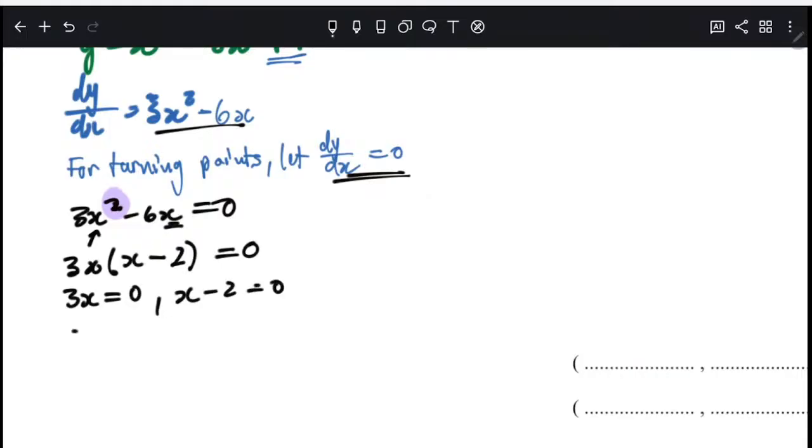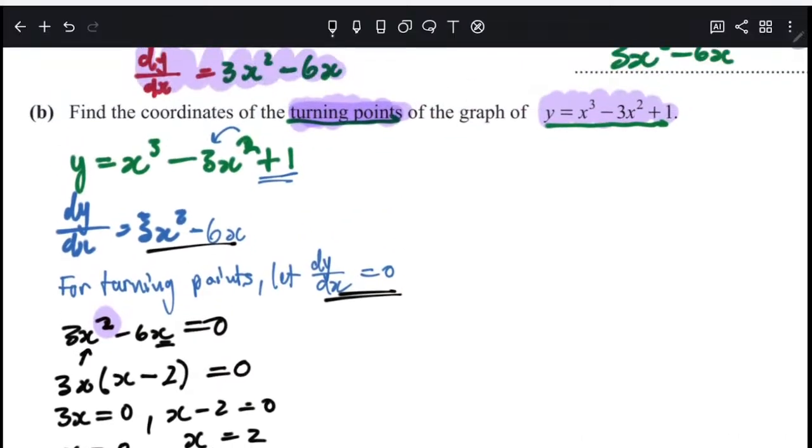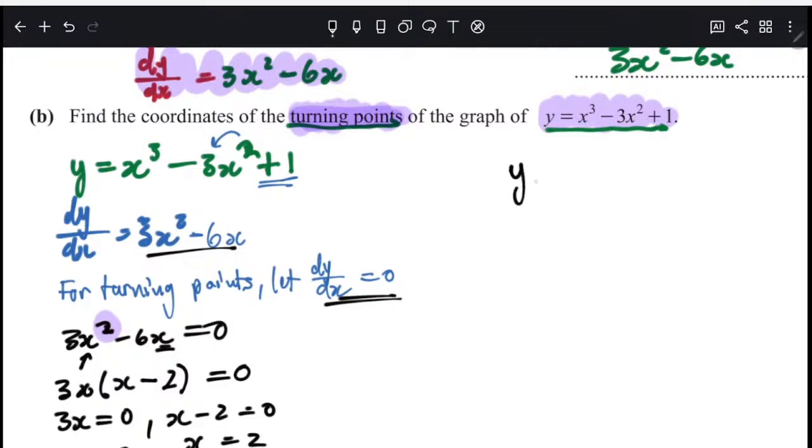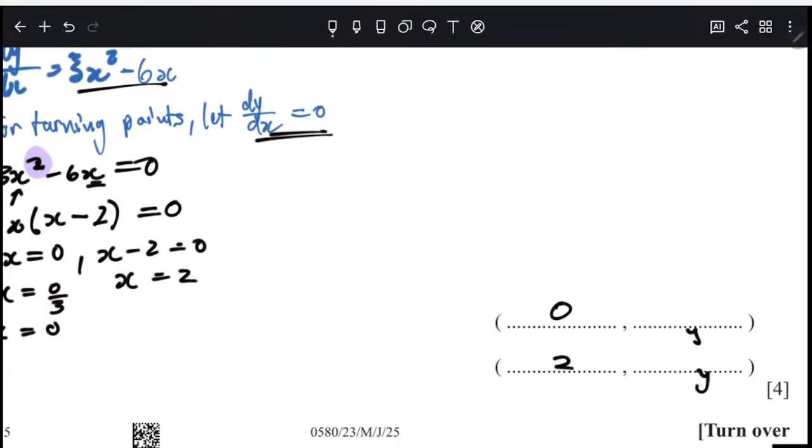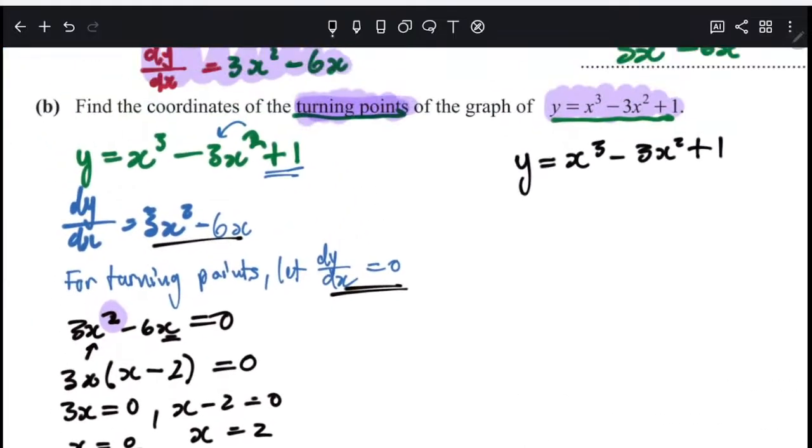Which means you say x is equal to 0 over 3, or x is equal to 0, or here you say x is equal to 2. So we now know our x values, 0 and 2. Now what's left is the y. So we will now say, okay, to find the y values, you go back to the original equation. How do you find y values? You go back to the original equation. Before you did all these dy dx, the original y, you start putting your answers in there.